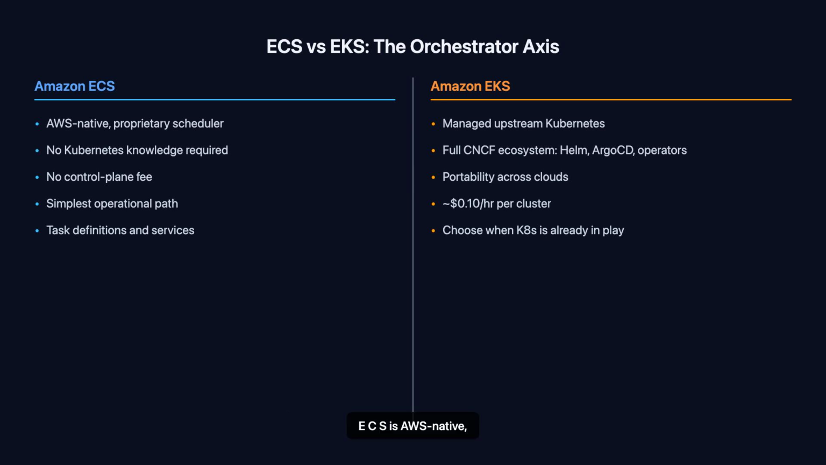ECS is Amazon Web Services native, needs no Kubernetes knowledge, carries no control plane fee, and gives you the simplest operational path with task definitions and services. EKS runs managed upstream Kubernetes, opens the full ecosystem, Helm, Argo CD, operators, and gives you portability across clouds at roughly 10 cents per hour per cluster. The deciding rule is this: if there's no prior Kubernetes and no portability requirement, ECS almost always wins. If Kubernetes is already in play, EKS is the answer.